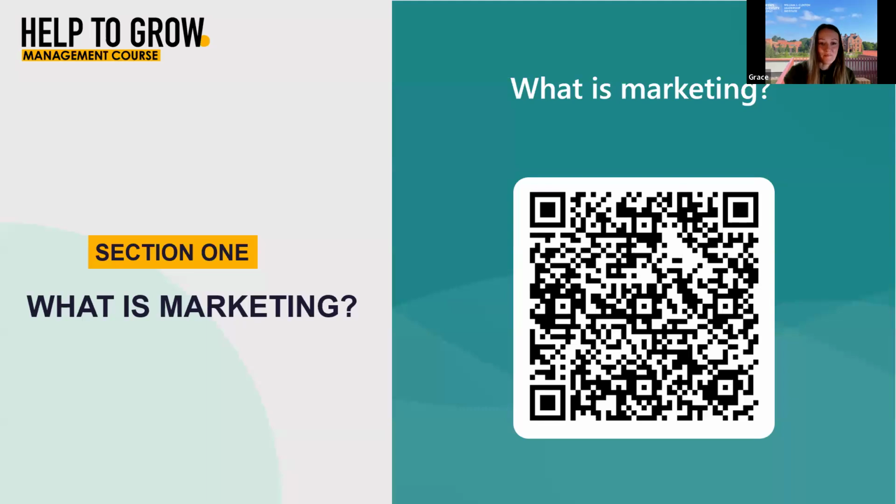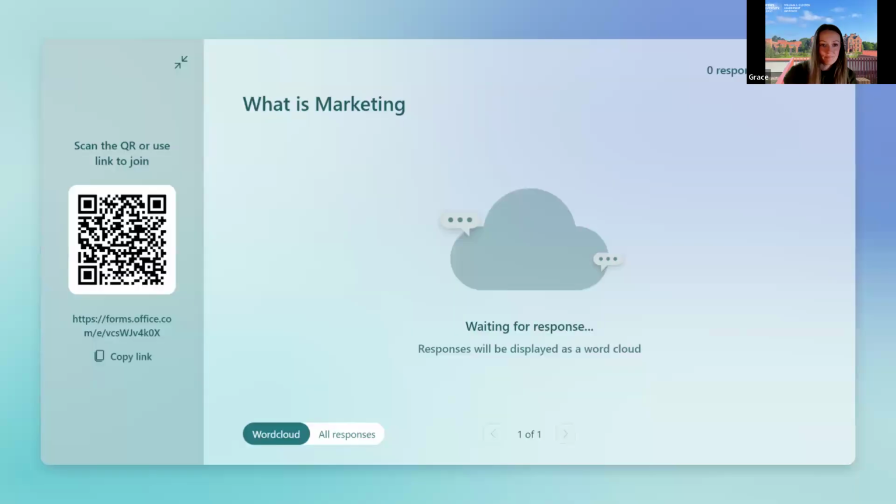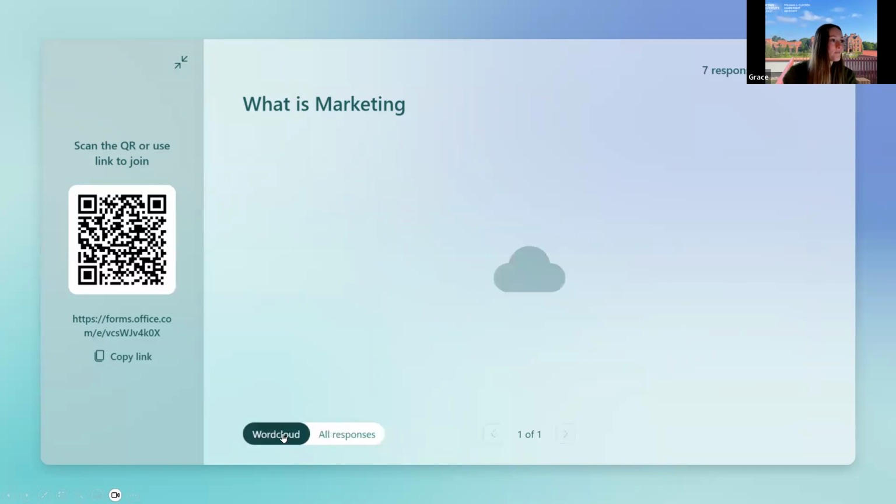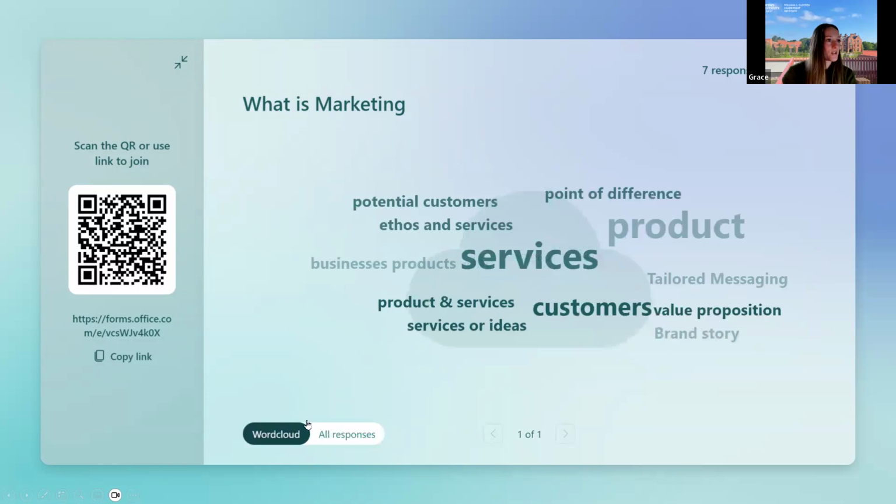So hopefully that was enough time for you to just kind of engage with that. And now hopefully I'll be able to, if this all goes to plan, pull up our word cloud on the screen here now. Okay, brilliant. So I think the word cloud is just forming here.